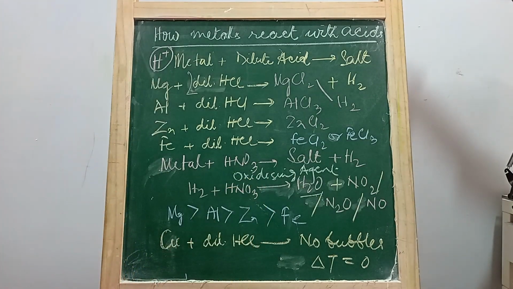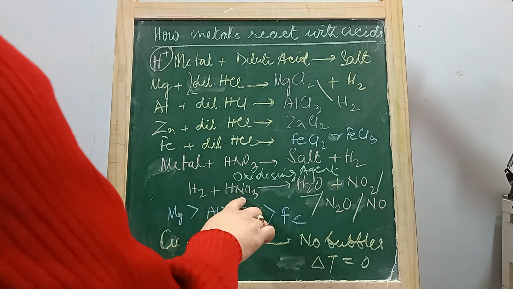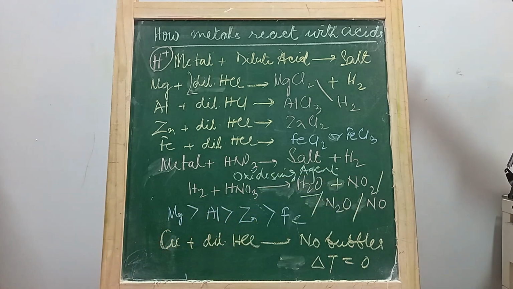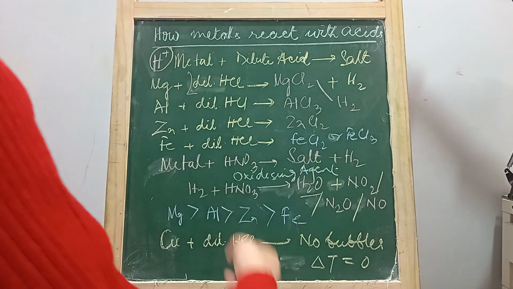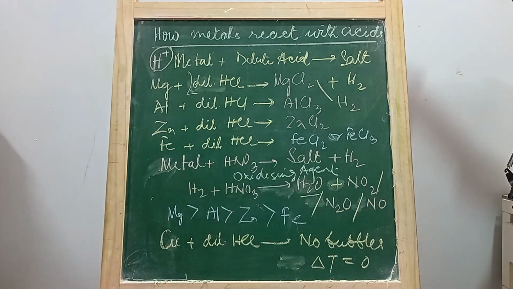And what happens to the nitric acid? It itself gets reduced. So what is formed? It forms various oxides of nitrogen. It may be nitrogen dioxide, nitrous oxide, or nitric oxide, or a mixture of all the three. So this is how nitric acid behaves.